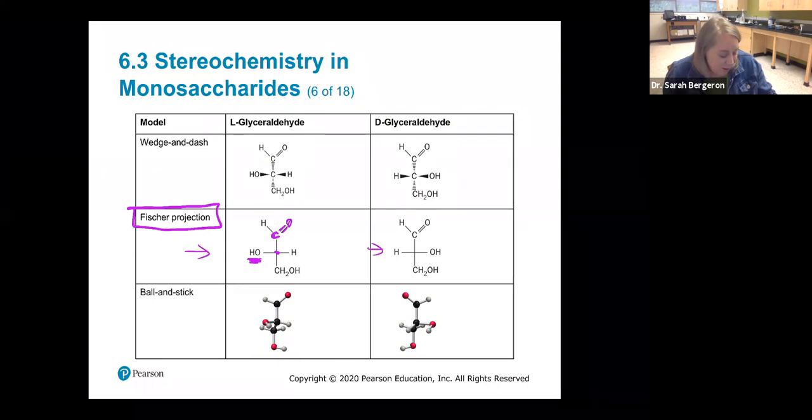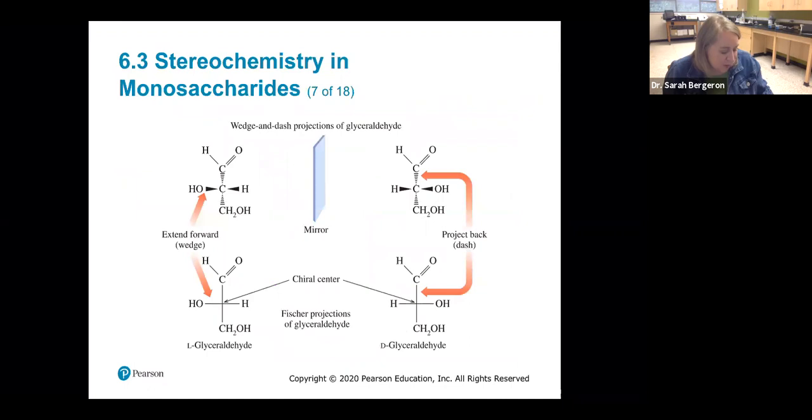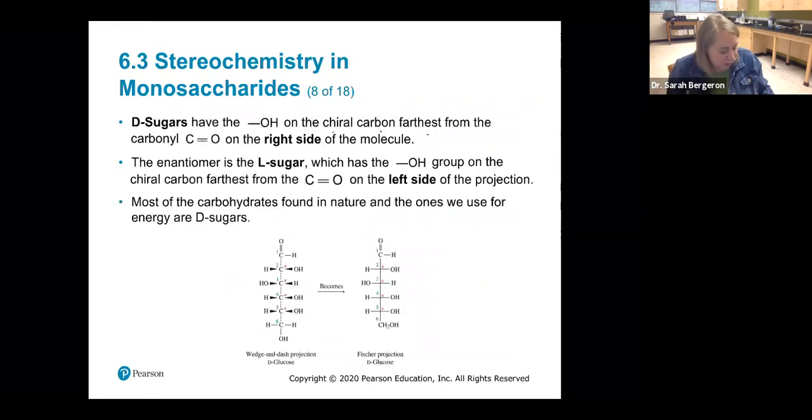Okay, D, look at D. I'm going to find my carbonyl, and then I'm going to find my farthest away chiral carbon, and I'm going to put my alcohol on the right side, okay? That's the only difference between left and right. All right, we're going to practice it. Don't worry, we're going to practice it. Okay, and we already went over that.